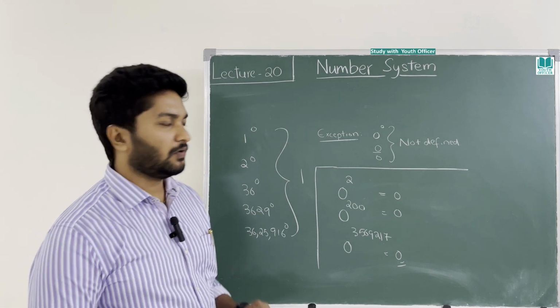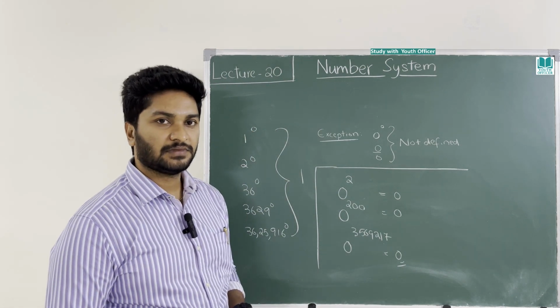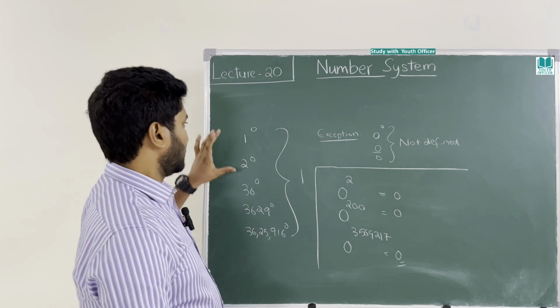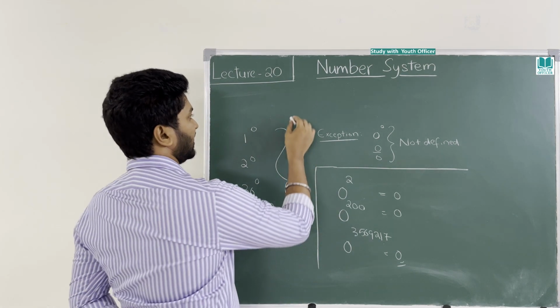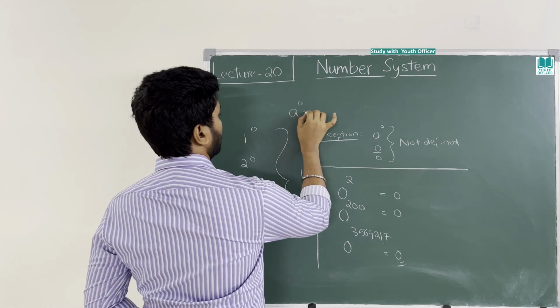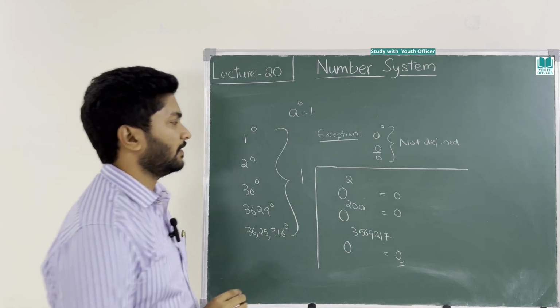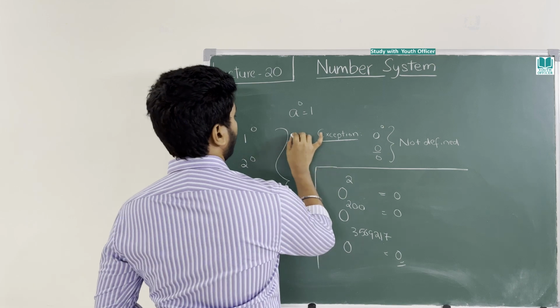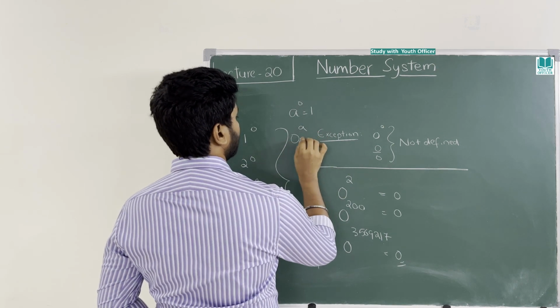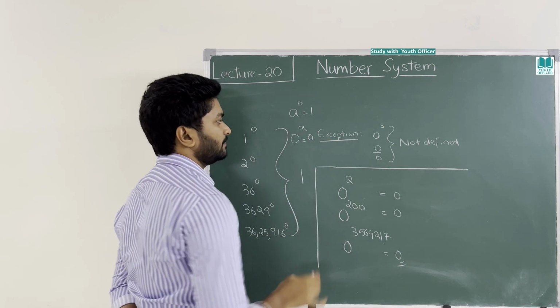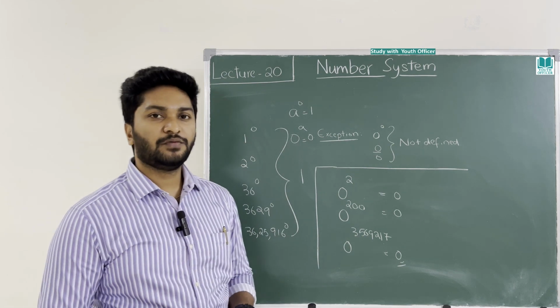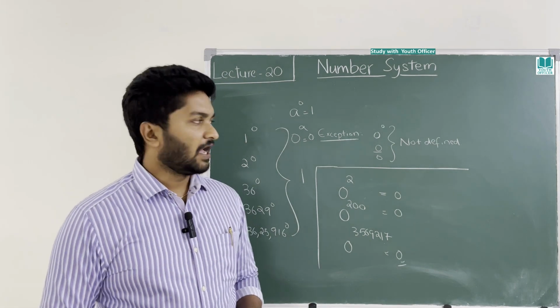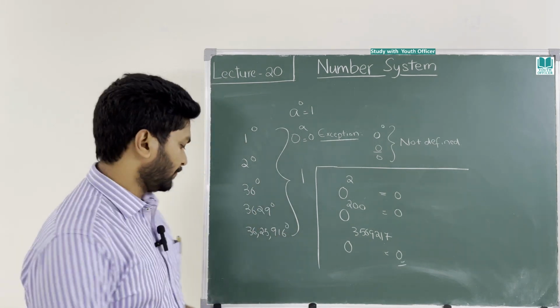Please make a proper note of this. Anything power 0 equal to 1 is a direct formula in algebra. Or 0 power anything will become 0. I hope this concept is very clear to you. I hope these powers are very clear to you.